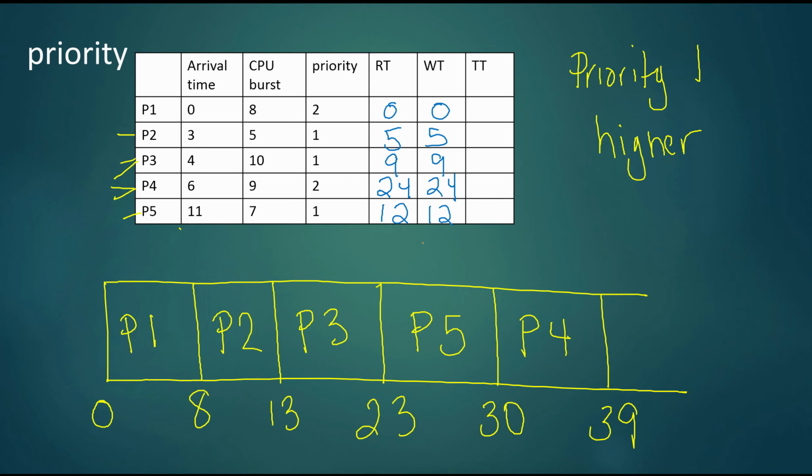And then we have the turnaround time. P1 finished at time 8, arrived at time 0. P2 finished at time 13, arrived at time 3. P3 finished at time 23 and arrived at time 4. P4 finished at time 39 and arrived at time 6. And P5 finished at time 30 and arrived at time 11.